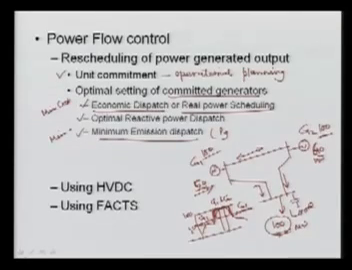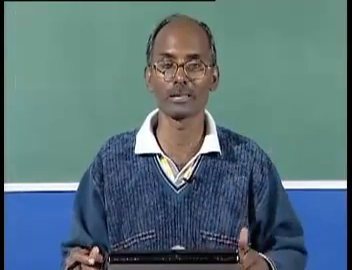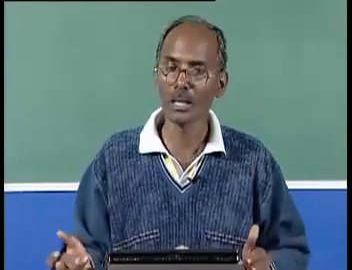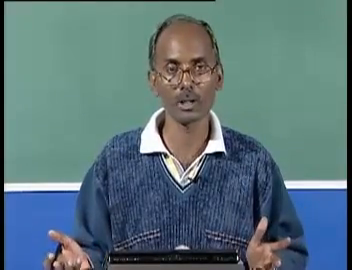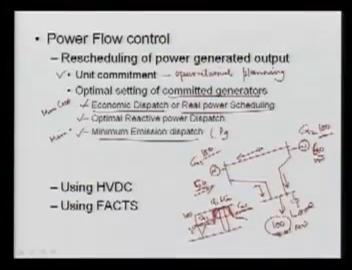In a thermal power station, if you change the output, the emission level will be different. Emission level means emission of various hazardous gases like SO2, NOx, CO2, etc. So that is called your minimum emission dispatch.